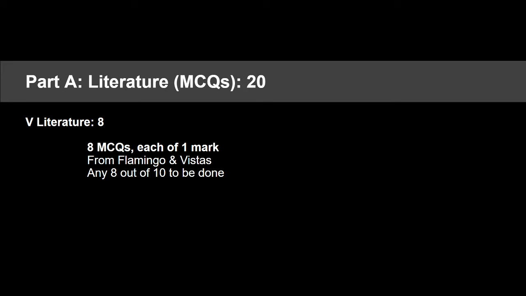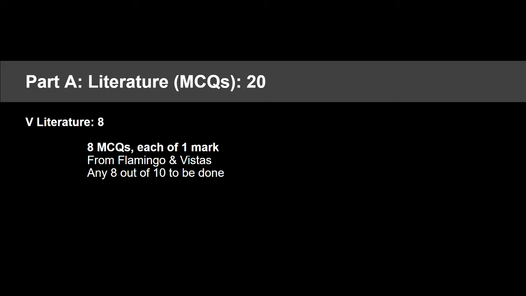The next part of literature in Part A has 8 marks and all 8 MCQs, each carrying 1. The questions here would be from Flamingo and Vistas, and there will be 10 options, you have to attempt 8 out of 10. This part is different from the previous 2 only in the sense that they are not based on extracts. They would be directly from the prose pieces in both the books.